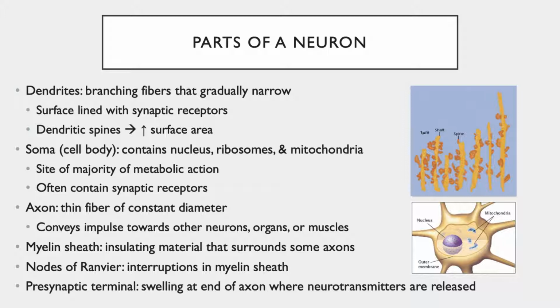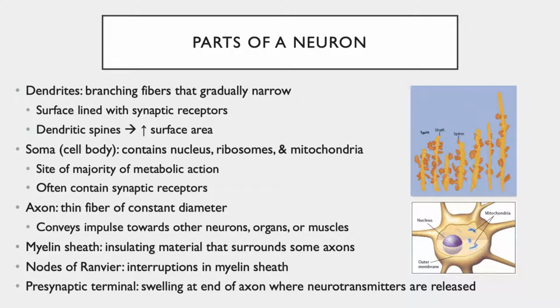So before we go through all the parts of the neuron, I do want to note that not all neurons have every part. Some neurons only have a soma. So we're going to start with dendrites. Dendrites are branching fibers that gradually narrow as they get further and further away from the soma. You can think of them as being like tree branches that extend from the soma, which is basically the trunk of the tree as far as the dendrites are concerned.